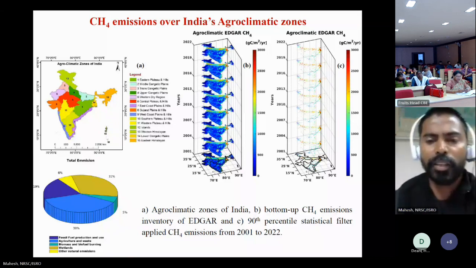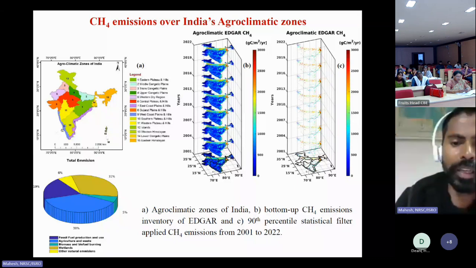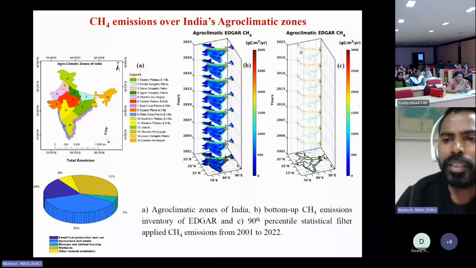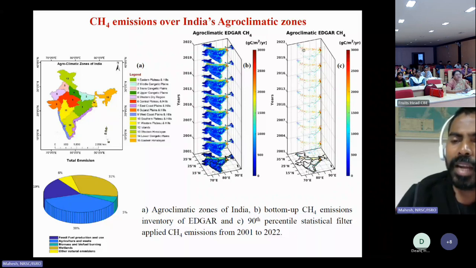So we have seen the emissions of methane over each agroclimatic zone, and we found that out of 15 zones, the Indo-Gangetic plain zones, like the upper Gangetic plains, trans Gangetic plains, lower Gangetic plains, and even the eastern hills, in the eastern zones, these are all 6 zones. Out of all 15 zones, 6 agroclimatic zones are highly contributing to the methane.